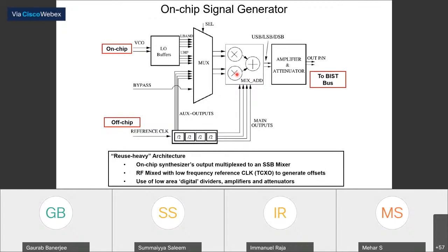Now, we also had a signal generator. I won't go into the details here, but we used some conventional RF techniques to combine the on-chip synthesizer output with some offsets that we generated from the reference clock, because every chip has a reference clock for the PLL. That way, we were very creative with how we generated a bunch of signals and put them on the BIST bus to test the chip.